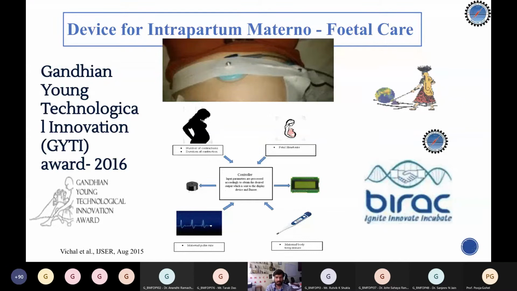And we converted this into a device, which I didn't put the picture of, but it was a nice fancy device which looks like a handheld ultrasound, and it used to give some numbers related to both mother and baby.